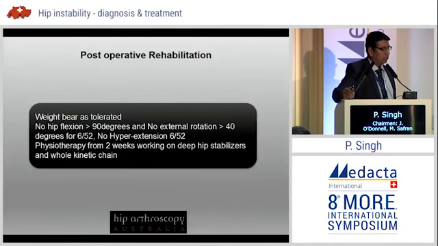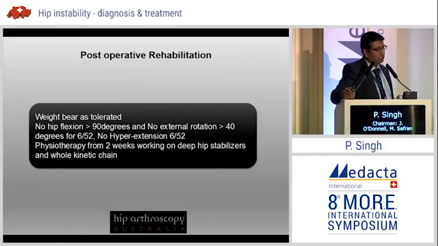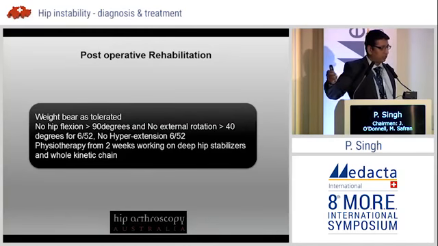The post-operative rehabilitation protocol is really just targeted at the physiotherapists to say, be a little bit careful about these patients. They all have different protocols. I don't know which one is the best, but my emphasis is really to limit external rotation past 40 degrees to avoid stretching out that hip capsule, particularly if you've sutured it.